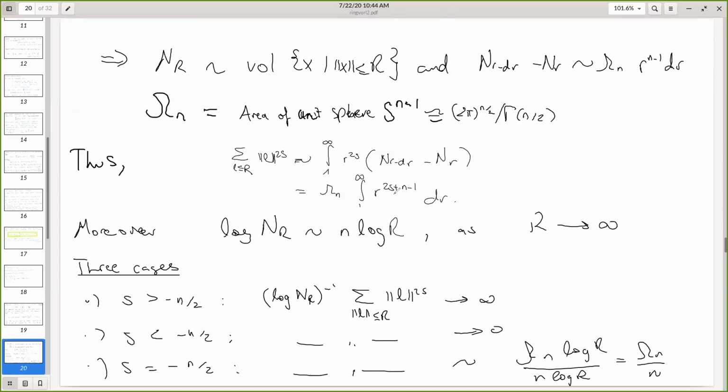You can see from this integral, this is just the area of the unit sphere, so just some number. But the point is, if s is greater than minus n over 2, this r has a positive exponent, and thus from 1 to infinity this whole thing diverges. If s is less than minus n over 2, this goes to 0. And if s is equal to minus n over 2, it goes as log, and then you can divide by log r, and thus it goes as omega_n divided by n.